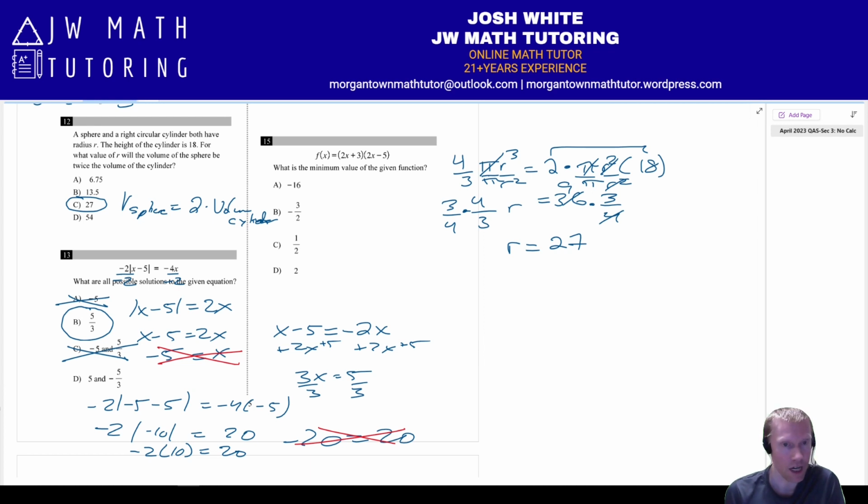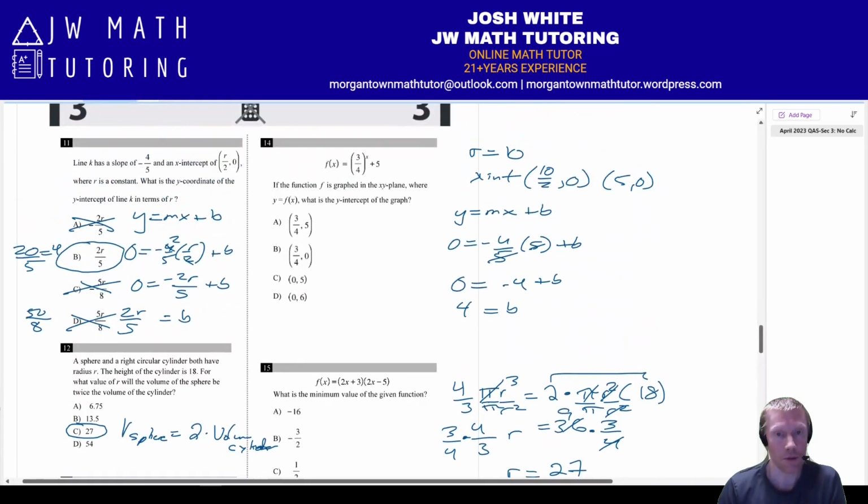When you plug in 5, you'll see that the left side is just 5 minus 5, which is 0, and that doesn't equal the negative 20 you get on the right side. And then you could eliminate D, and you'd be left with B, just by process of elimination. So back solving would work for that problem as well.